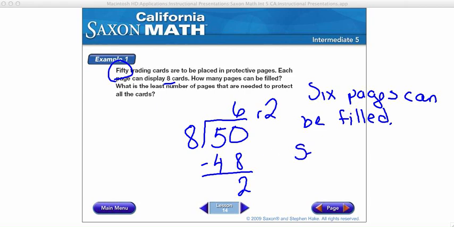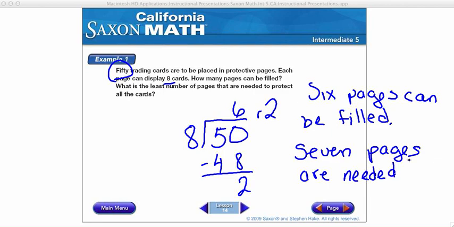So 7 pages are needed altogether, or 7 pages are needed to protect all the cards. Okay, so this is a 2-part problem. Make sure you're answering both parts of the question. Okay, let's look at example 2.